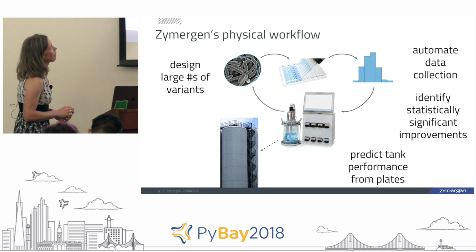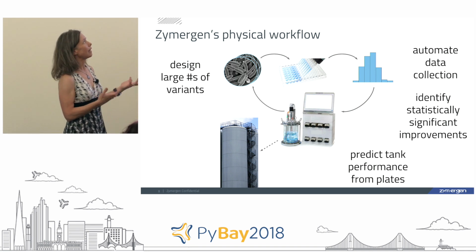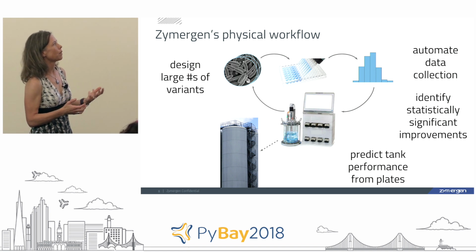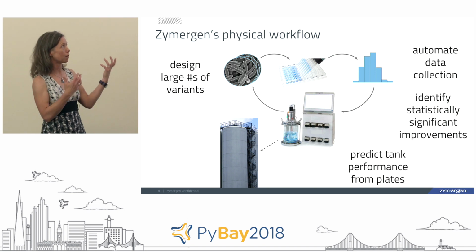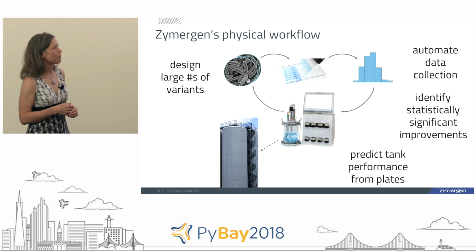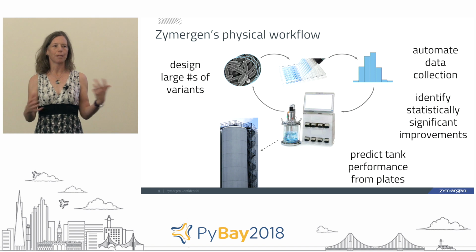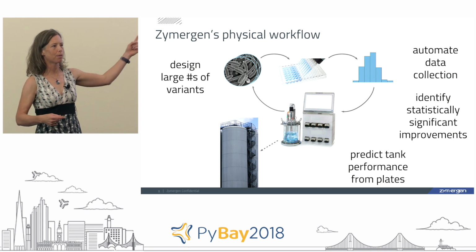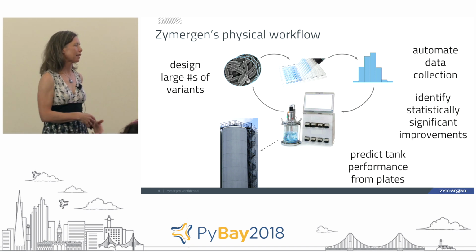In this context, then, our computational tasks are varied, and they include things like designing these variants, automating the data collection so that we can connect the DNA sequences to the output and the results of these tests, identify those that are statistically significant improvements, and then also predict, again, how they're going to do in these tanks. Because if you recall, I mentioned that it's really expensive to run new strains in the tanks, so we're not going to run them through the plates and then just stick them all in tanks, right? That defeats the purpose. So we have to be able to predict what's going to happen.